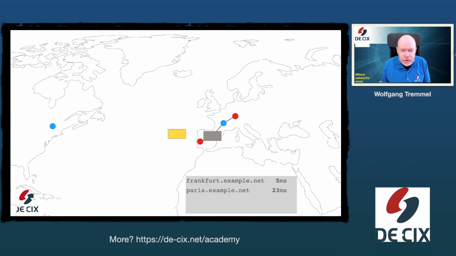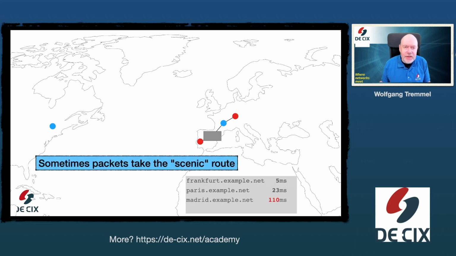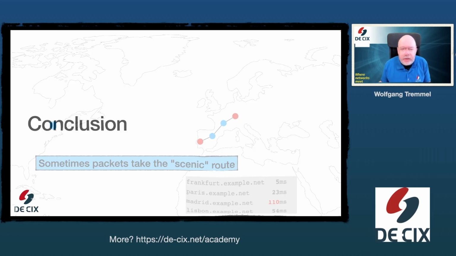But for Madrid, for whatever reason, the ICMP packet takes a detour. It goes twice over the Atlantic. This is what some people call the scenic route of packets. This is the reason the round trip time in the Traceroute is so high, and you only see the way forward. You do not see the way the ICMP packet took. So please take these round trip times always with a grain of salt when debugging network problems.